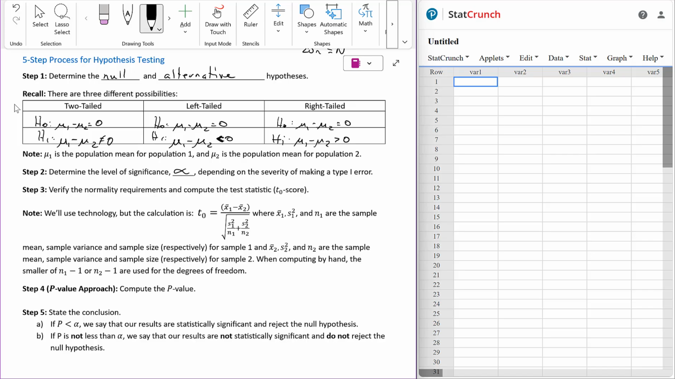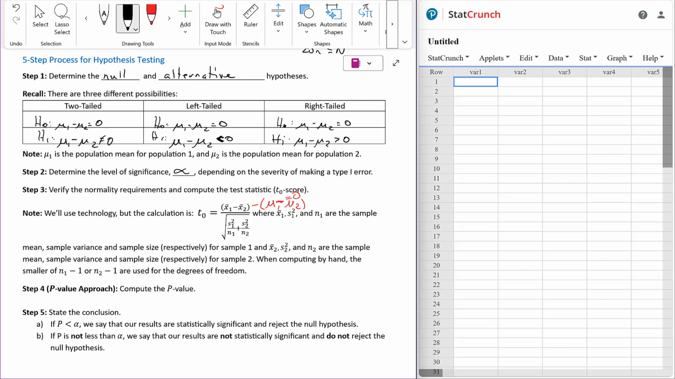Note, we'll use technology, but the calculation is t naught equals x sub 1 bar minus x sub 2 bar over our square root of s sub 1 squared over n sub 1 plus s sub 2 squared over n sub 2. And just like we saw for the proportions, since we are assuming the means are the same, this mu sub 1 minus mu sub 2 is assumed to be 0, so it's not written in the formula there. But that is our sample minus population mean over standard error that we're used to for these z-scores, t-scores throughout the whole course.